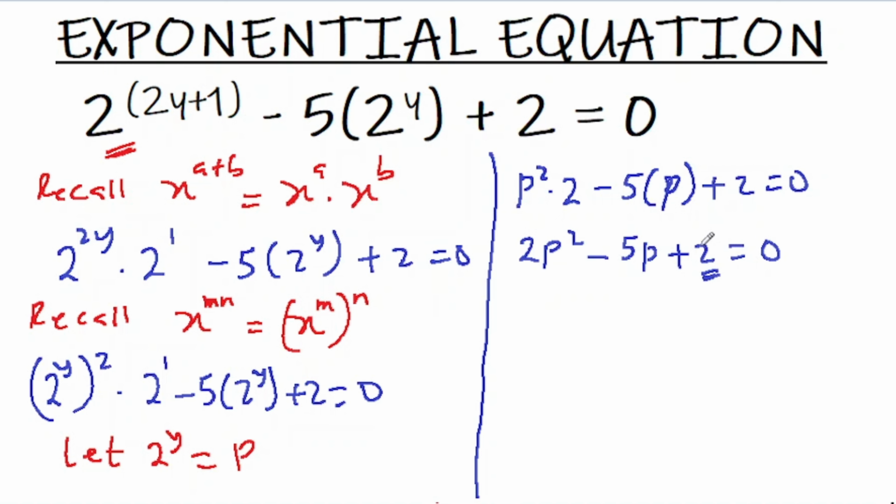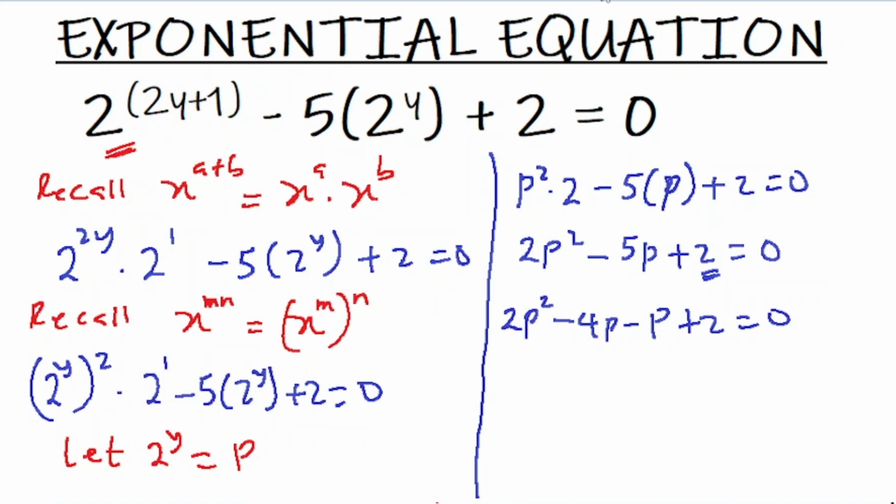So we'll look for two numbers that multiply together to give us 4, and add up to give us negative 5. So the two numbers are negative 4 and negative 1. Alright, so we're going to replace negative 5p with negative 4p and negative p. The addition of these two will give us negative 5p, and if we multiply these two together, we are going to have 4p squared. Okay, we still have our 2 here equal to 0, and we still have 2p squared.